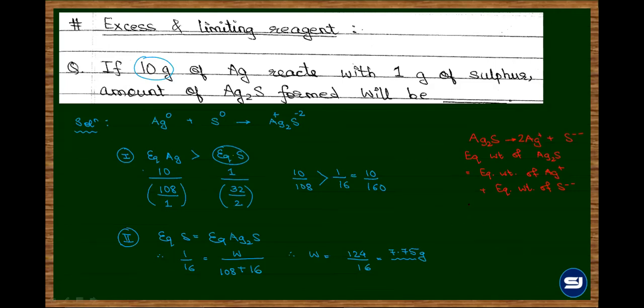Yes, sir. So for the silver, it's equal to the molar mass upon the N factor, plus for sulfur, it will be the molar mass of 32 upon the n factor. Now n factor in this case would be the charge. So that's what I have written as sum of 108 and 16, which is 124.